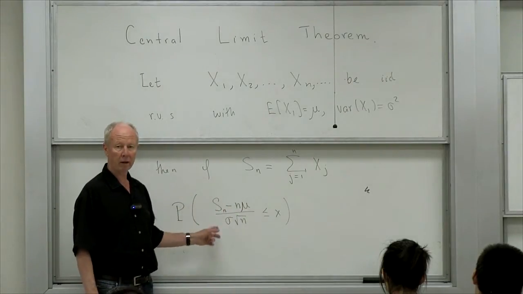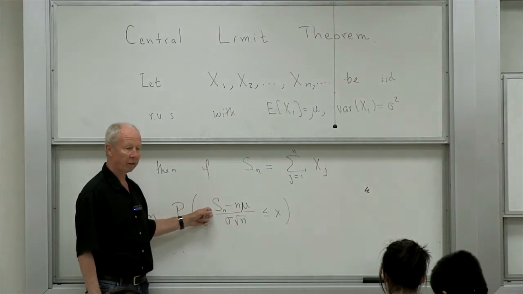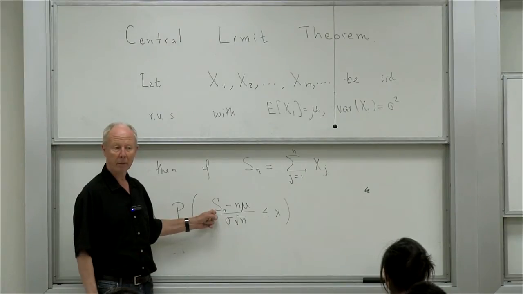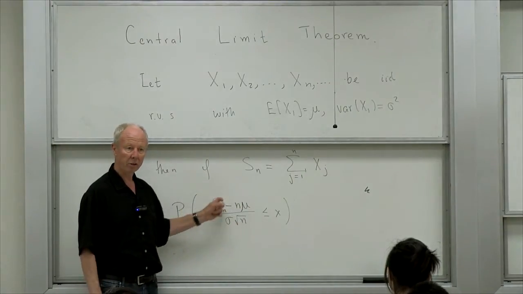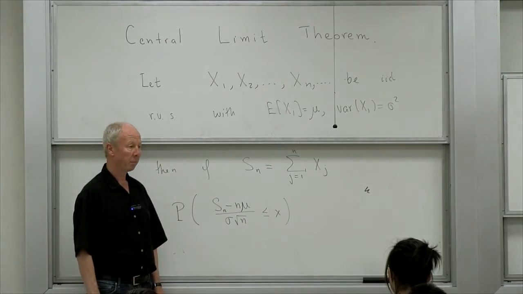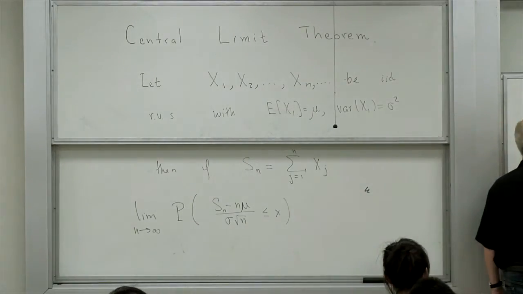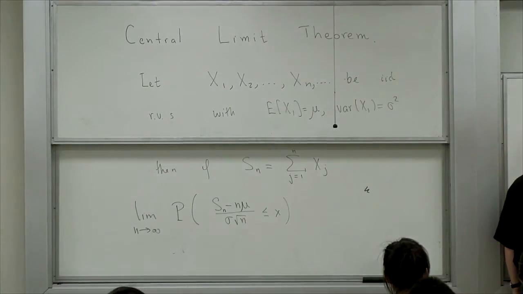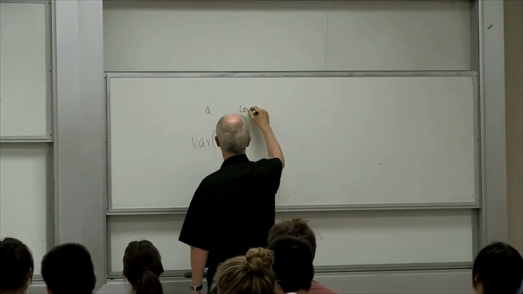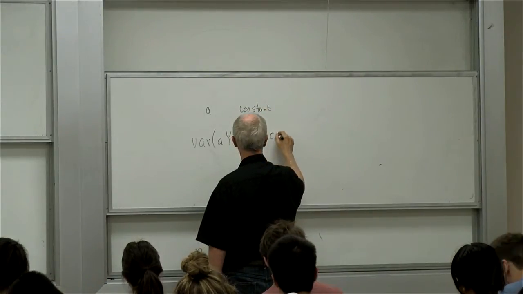What's the expected value of that? Well, I've subtracted the expected value from Sn. If you subtract the mean from a random variable and then take the expected value, what do you get? You get 0. So the expected value of this is 0. What's the variance of this? 1. What's the variance of a times Y if a is a constant? It's a squared times the variance of Y.